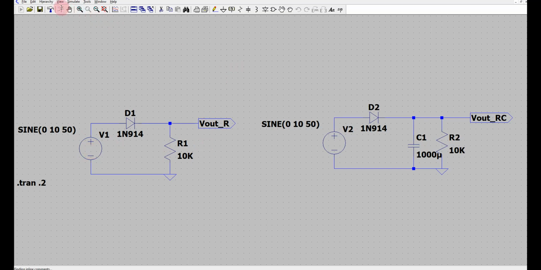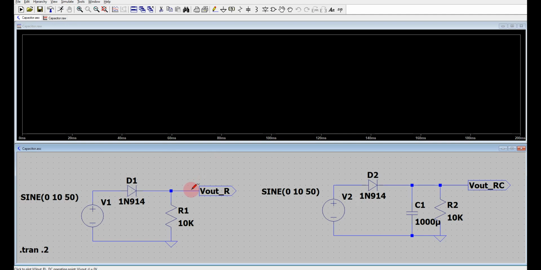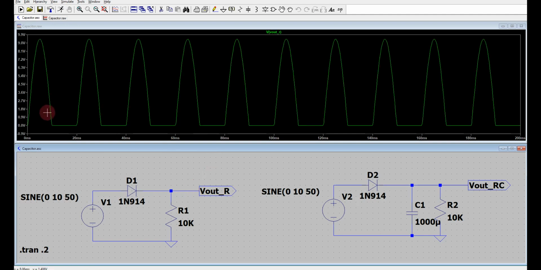If I do a simulation out here, you see the output voltage, only the positive cycle is being sent out here. So you have a lot of fluctuations. This is not a good DC value. But in the second circuit, I have connected a capacitance also. If I plot that, this is almost a straight line out here.